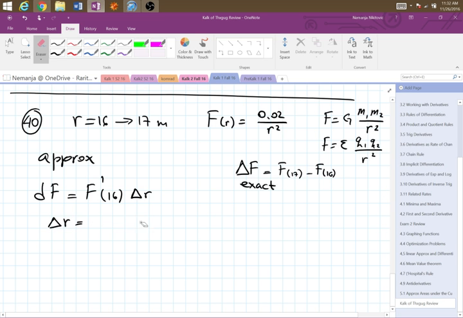Actually, sorry, 16 minus 17. Oops. Negative 1. And we also need the derivative of f with respect to r, which is going to be 0.02 is a constant, and then times negative 2 r to the negative 3, which is r cubed.